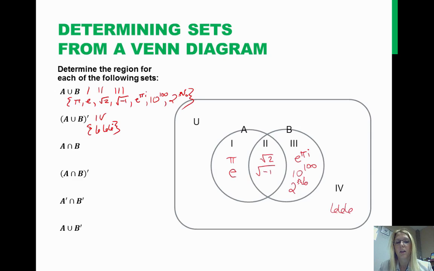A intersect B is just in region 2 right here. So if I put down region 2, I can say that what is in this set is the square root of 2 and the square root of -1.